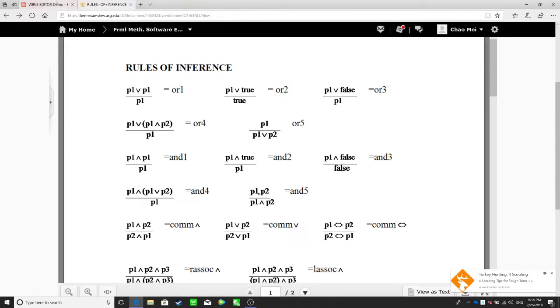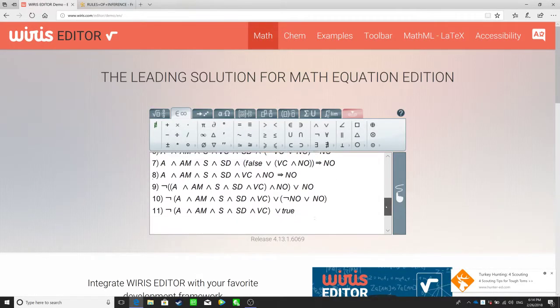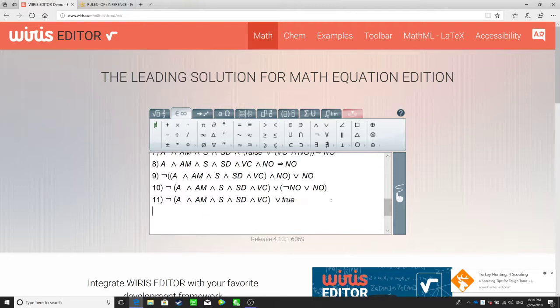Or two. What about the negation at front? Do you have to consider that? This negation is for this part only. You know, negation has the highest priority. So it has to calculate with the thing that immediately follows it. So this whole thing becomes P1. P1 or true becomes true. Okay?